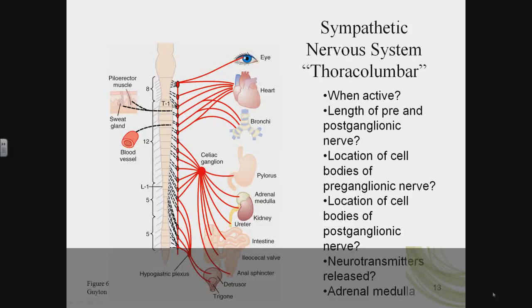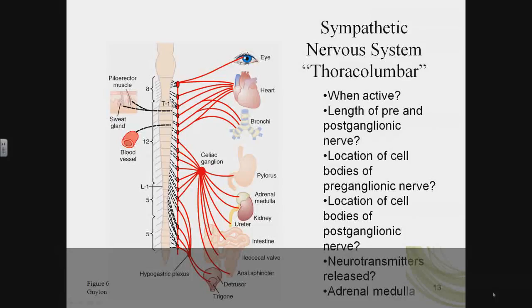When is the sympathetic division on or active? All the time. When is it more active? Fight, flight, which means to flee, freeze, and sex. Remember, we need the sympathetic division for ejaculation. The 4 F's, as I like to say.